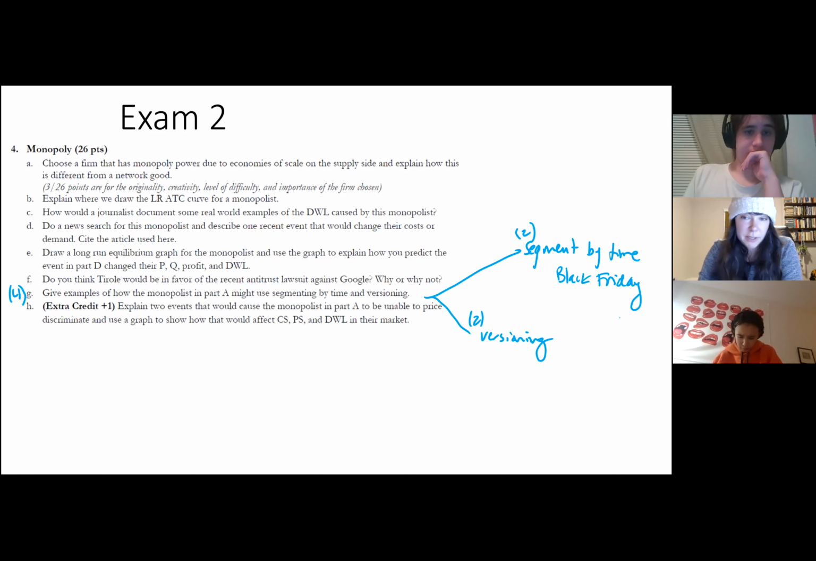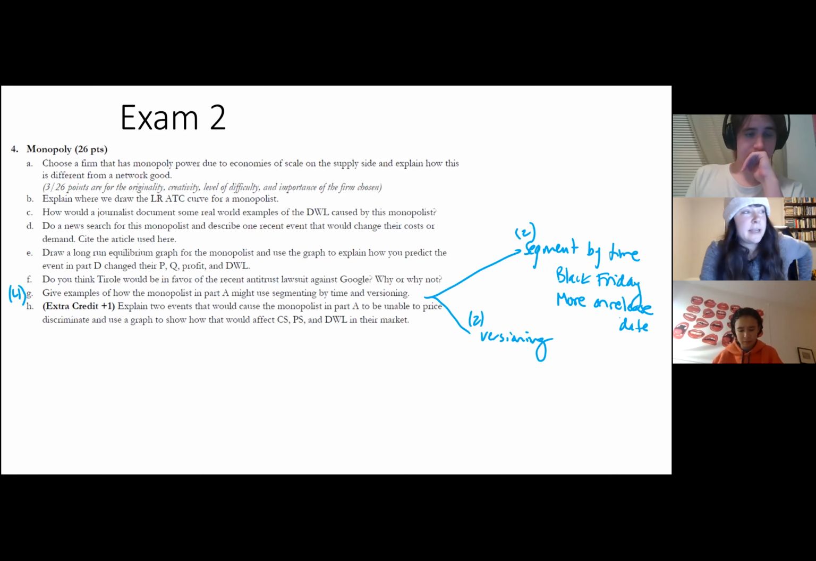This could be like charging more for a book the day that it's released, because you know the people that rush out to buy it are the ones that care the most about it. And then you have things be on sale later on. Like most sales are segmenting by time, charging less for the good later on when you know the people that might buy it are pretty price sensitive and don't care enough about it to buy it when it's first released. So segmenting by time is charging different groups different prices based on the time they choose to buy the good.